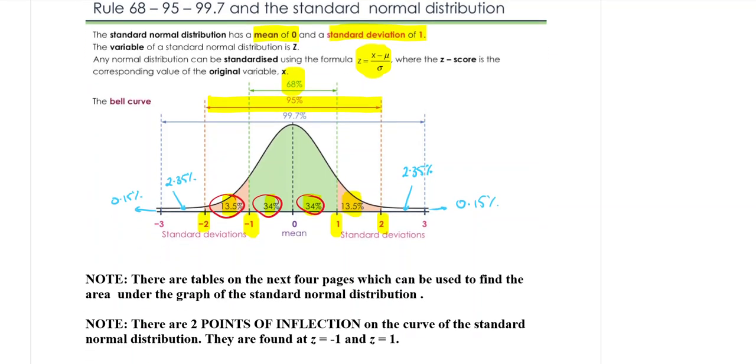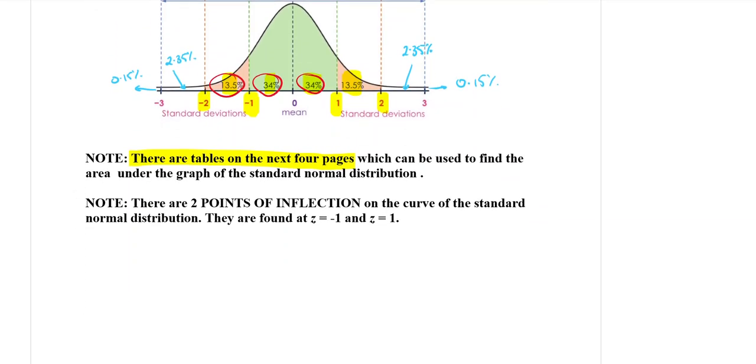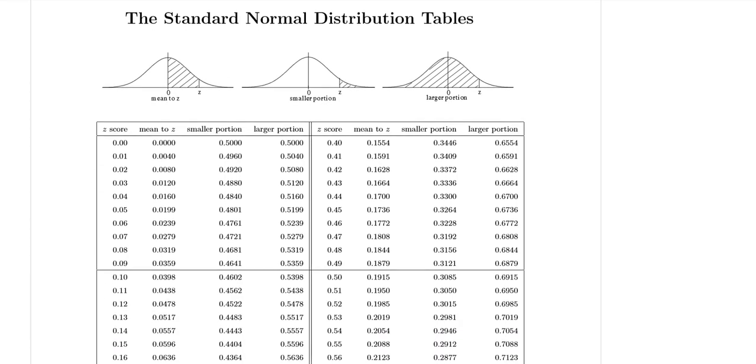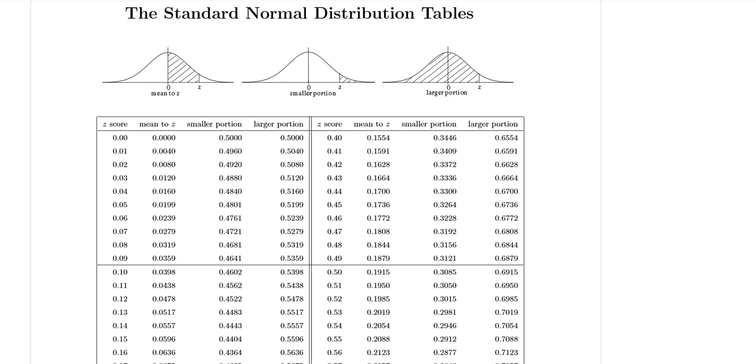However, not every score can be broken down into those sections. We might have things that are in between. So it says here, there are tables on the next 4 pages which can be used to find the area under the graph for lots and lots of other numbers. There is also a note here, there are 2 points of intersection on the curve which are at the -1 and +1. So here and here, that's where the curve is inflecting, in case you want to know that. But here is our 4 pages of data. And on your test, you will be given these 4 pages of data to use.